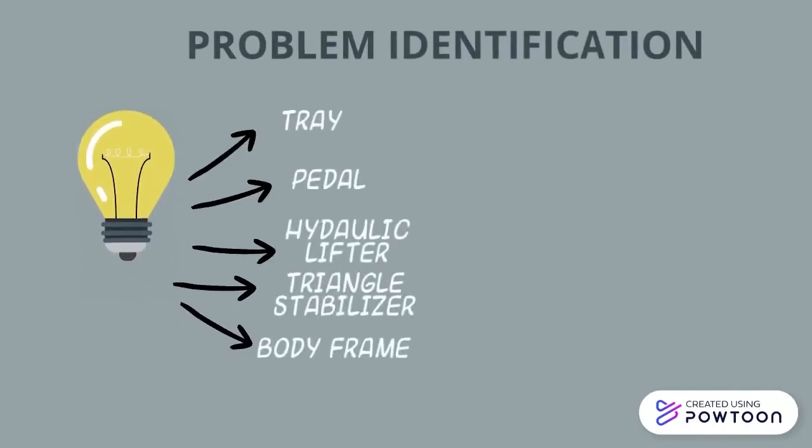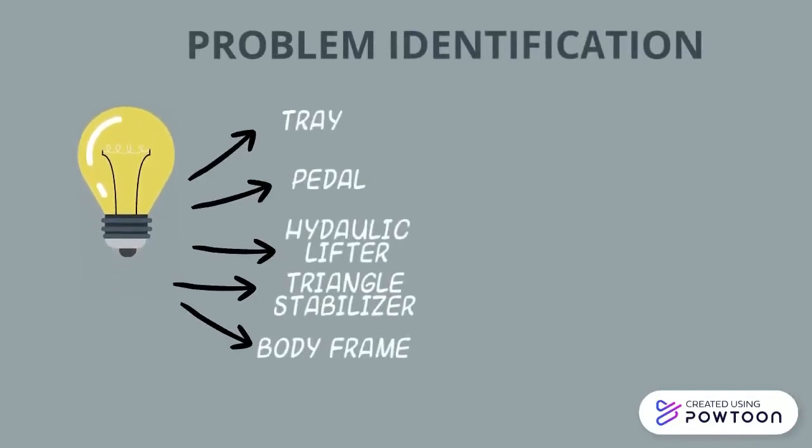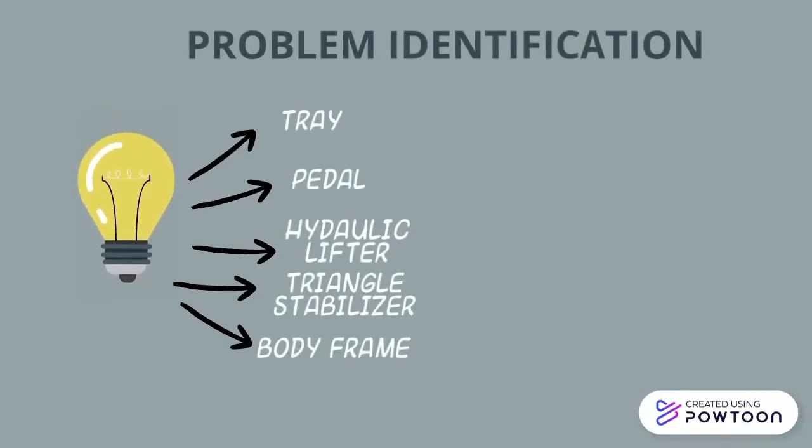Therefore, there are 5 main parts of multipurpose lifter as well as their function. First, body frame to support load and move lifter. Second, tray for carrying load. Third, pedal for controlling the hydraulic cylinder moving up and down. Fourth, hydraulic cylinder to lift the tray up and down. And lastly, the triangle stabilizer to avoid any unwanted injury on consumer.